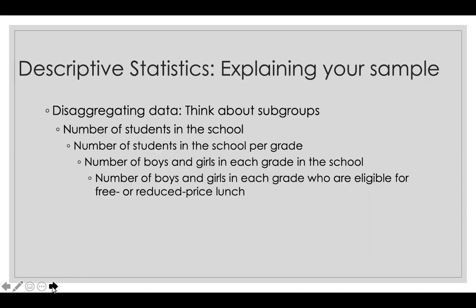So when you think about descriptive statistics, you also want to think about disaggregating data. And this is basically subgroups of your sample or subgroups of your participants. So you might start with the number of students in your school, and then you're interested in the number of students in the school in each grade, and then you're interested in gender within each grade, and then you're interested in whether students are eligible for free or reduced price lunch in each grade and how that varies by gender. So that's just an example of multiple ways that you can cut your data.